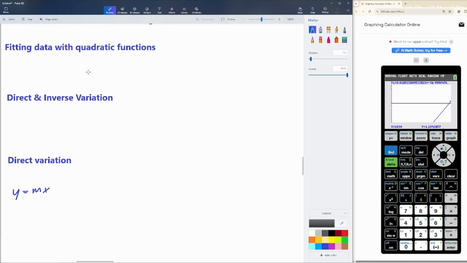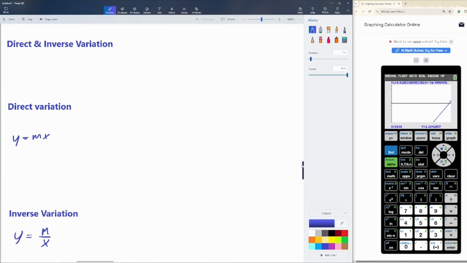So fitting data with quadratic functions as well, I think I have even talked about this before. This can be something like waves, when your sea level rises and sea level goes back. I wouldn't go into this as much as it's a bit more complicated, and we will definitely learn this in our next lessons as well. So something new as well.